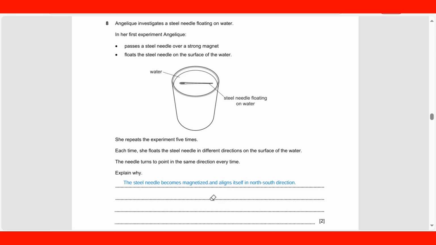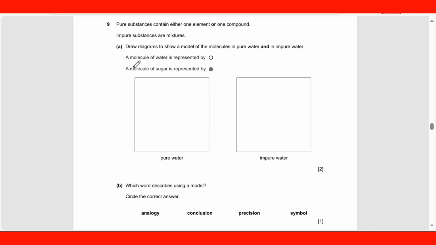Alright, let's move on. Question 9. Pure substances contain either one element or one compound. Impure substances are mixtures. A. Draw a diagram to show the model of molecules in pure water and in impure water. A molecule of water is represented by this white dot, and a molecule of sugar is represented by a black dot. Pure water and impure water. Okay.